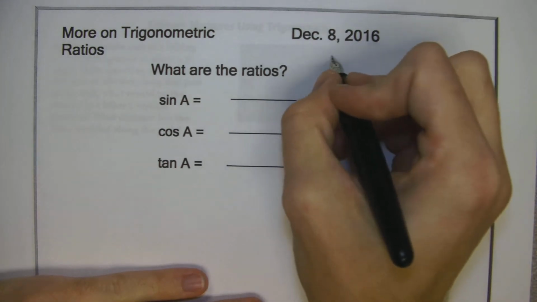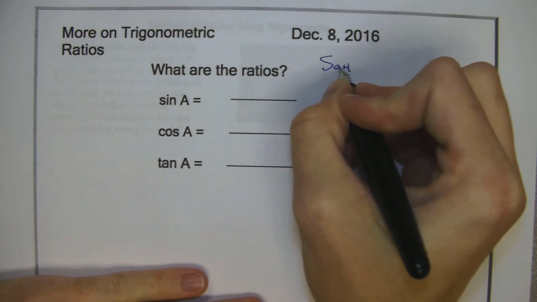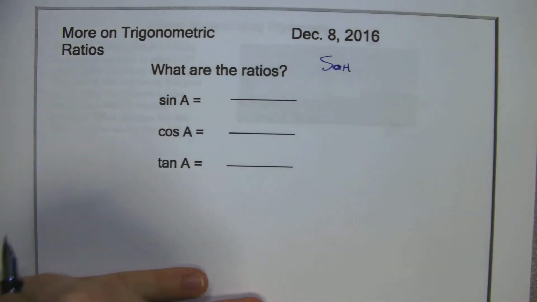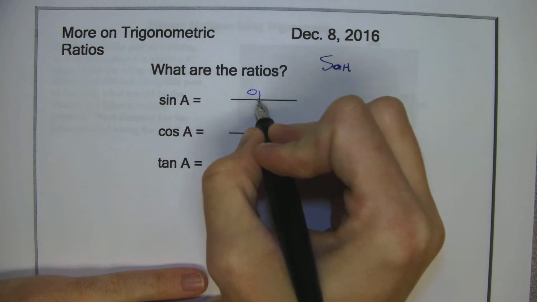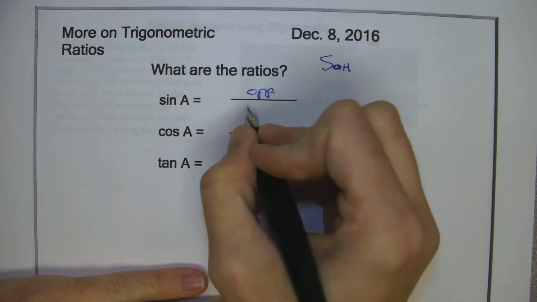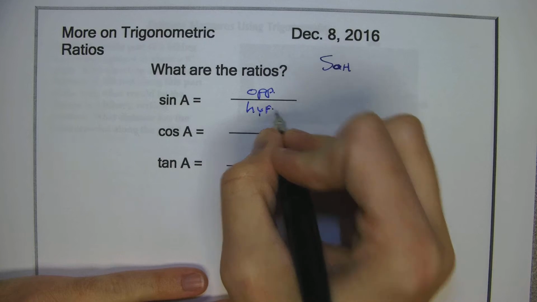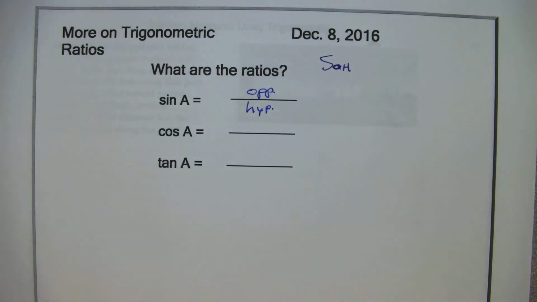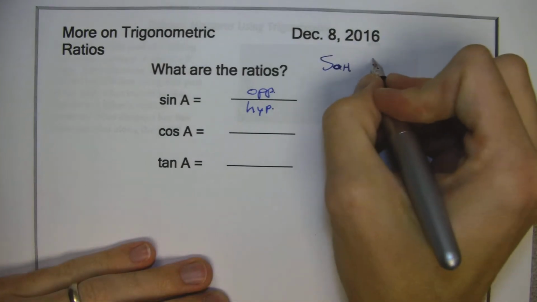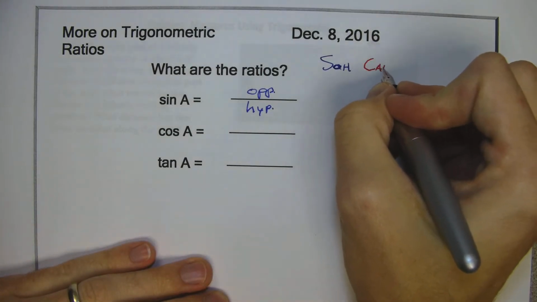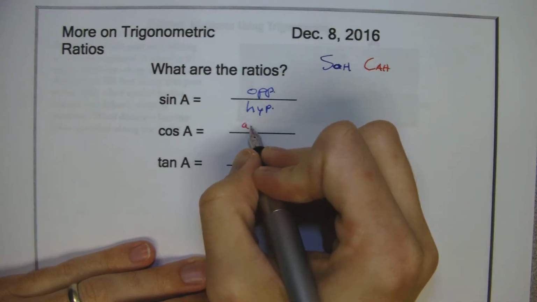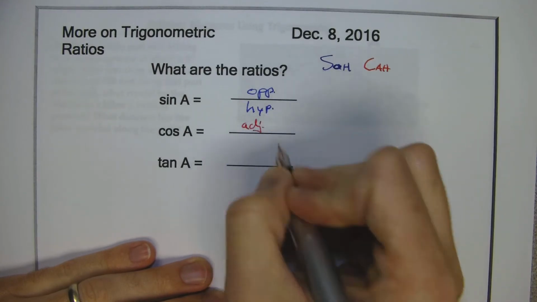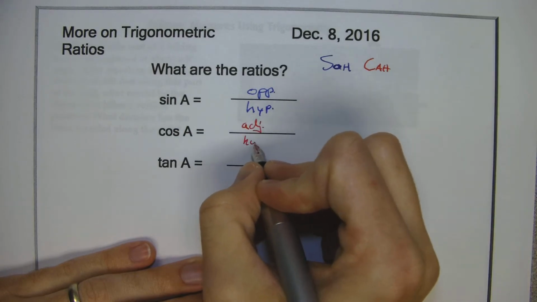So the SO part means sine is opposite over hypotenuse. Okay, so there's that portion of our ratios. Let's talk about cosine. CA: cosine is adjacent over hypotenuse.